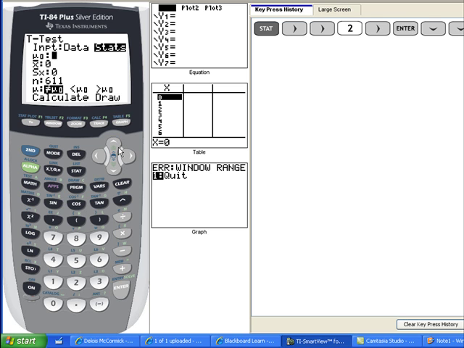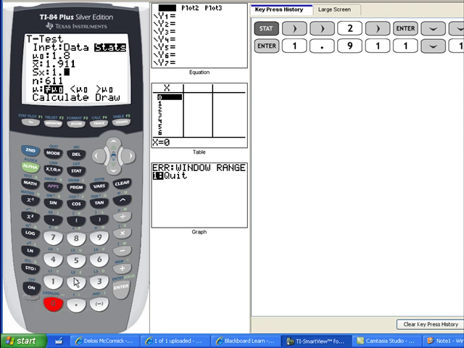We want to go down. Trying to get it to go down to calculate. For some reason the program is not working. Let me open a second version here.